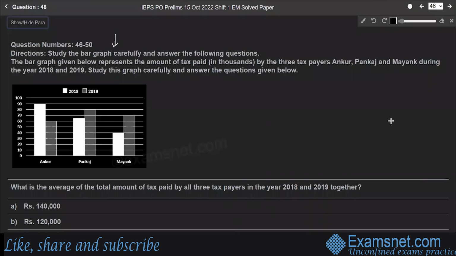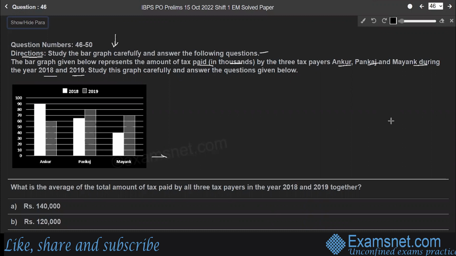Questions from 46 to 50 are based on the below information. Direction: study the bar graph carefully and answer the following questions. The bar graph given below represents the amount of tax paid in thousands by the three taxpayers Ankur, Pankaj and Mayank during the years 2018 and 2019. Study this graph carefully and answer the questions given below.